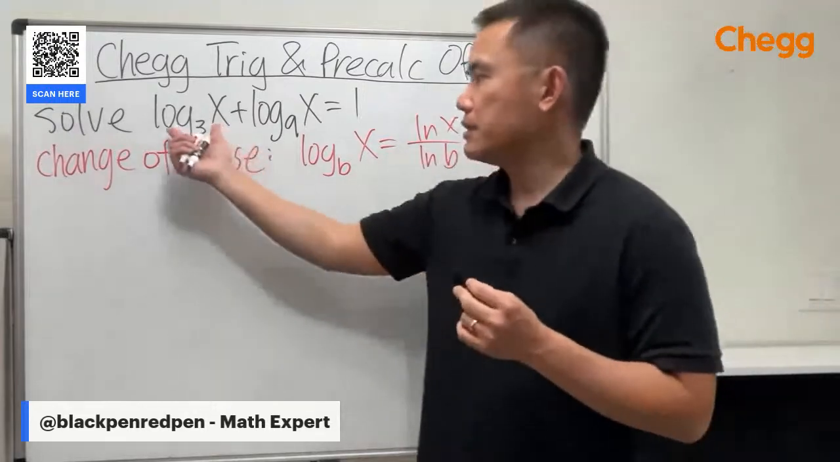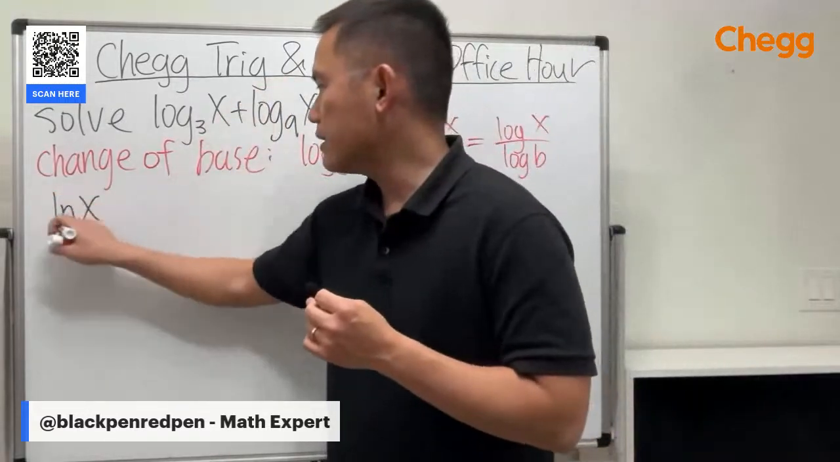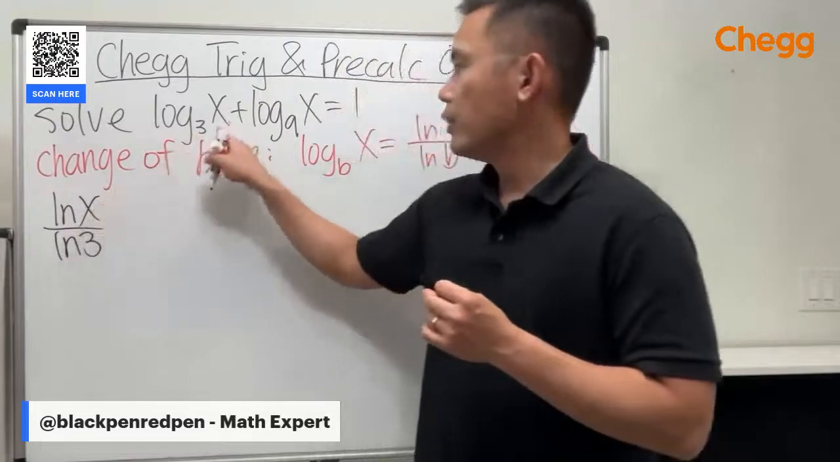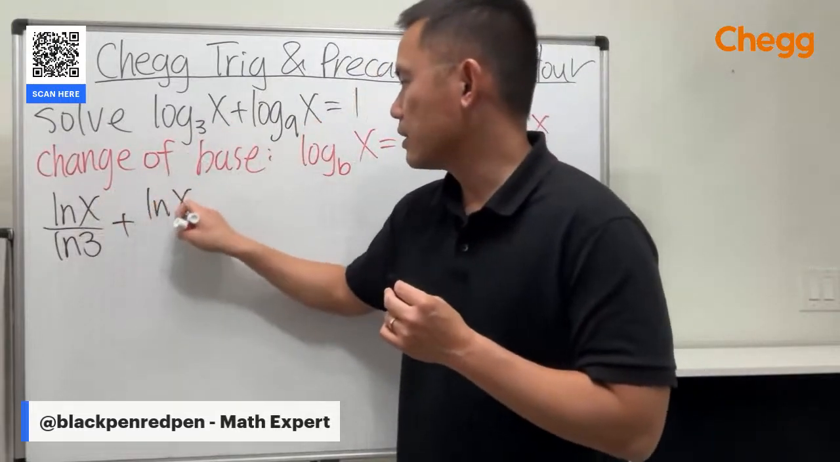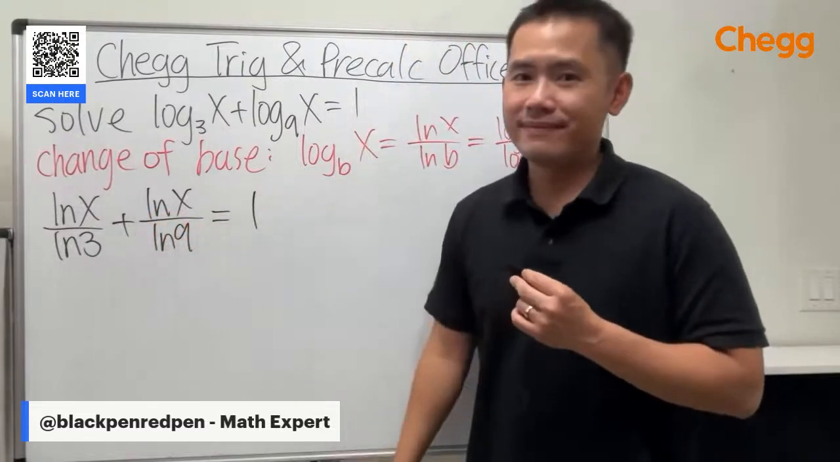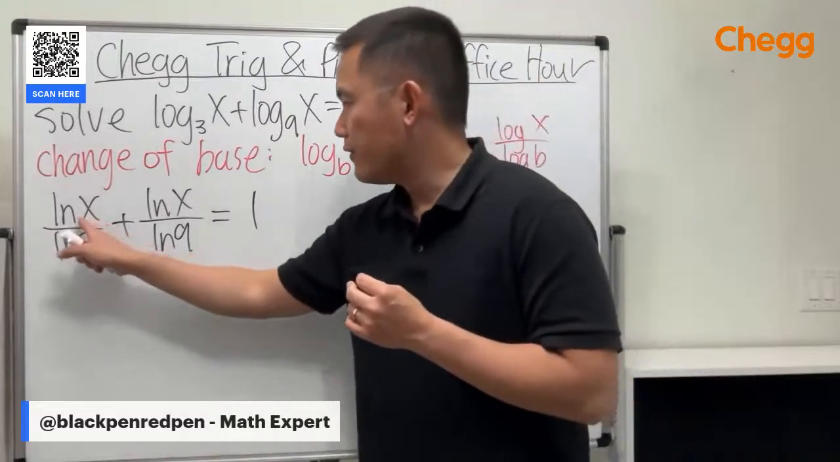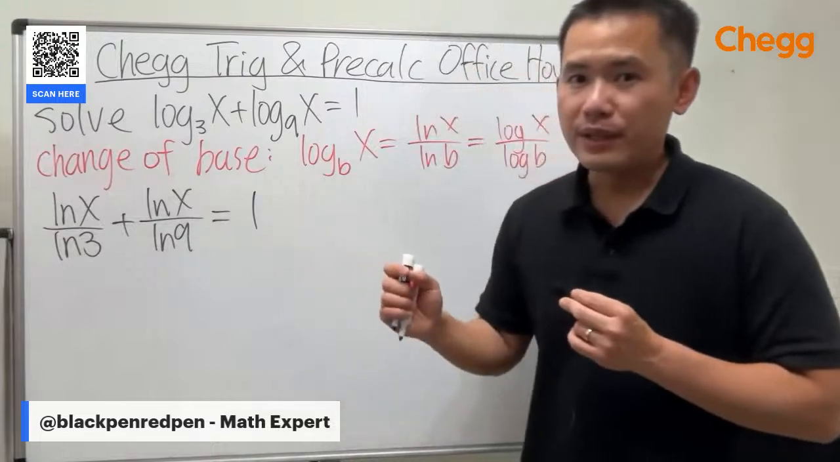So our first thing is, let's just use natural log for this and that. We will get ln x over ln 3 for this part. And then for this, we add ln x over ln 9. And that's equal to 1. Now, as you can see, for the variable part, we have ln x and ln x, which is very nice.